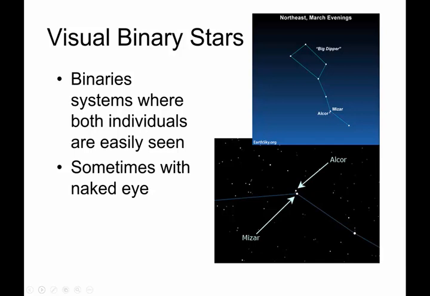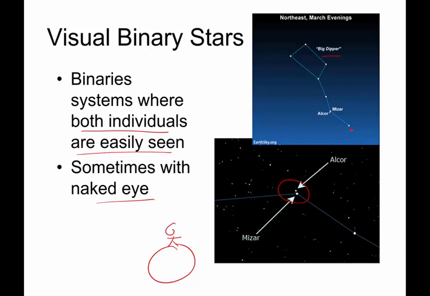Visual binary stars are star systems where both individuals can easily be seen. Sometimes with the naked eye, sometimes with a very small telescope. From our point of view on Earth, you and I can actually look up and see both stars. Classic example of this is in the constellation Big Dipper.